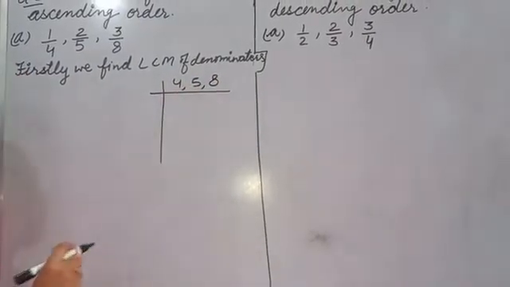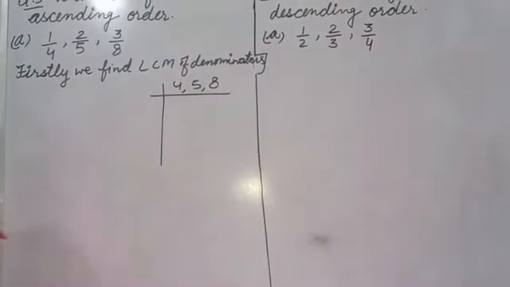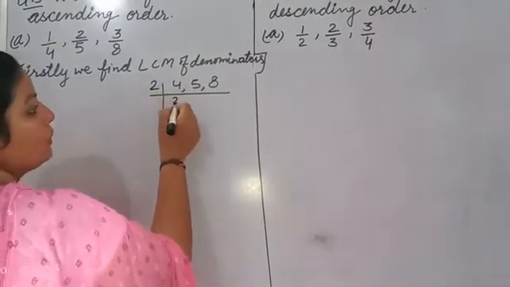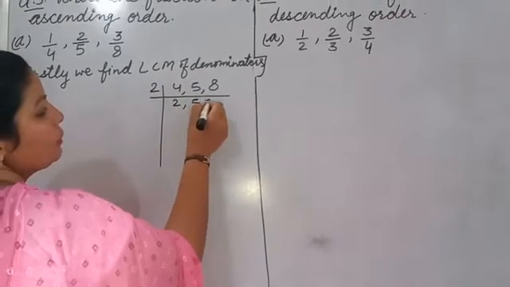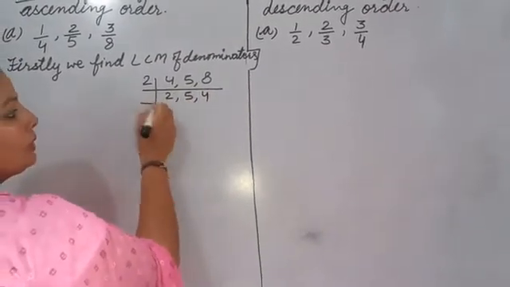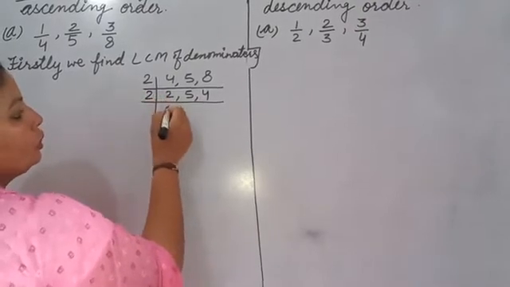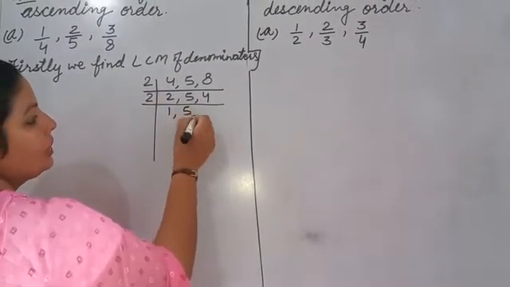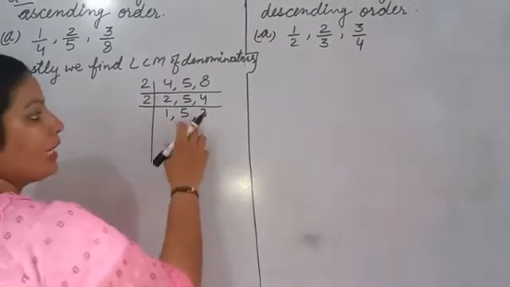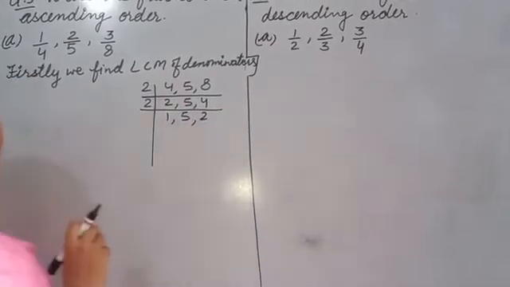As we can see that 4 and 8 will come in 2 table. So first of all we take here 2 as a divisor. 2 2s are 4, 5 as it is, 2 4s are 8. Again 2 and 4 both come in 2 table. So again we divide by 2. 2 1s are 2, 5 as it is and 2 2s are 4. Now we can see 5 and 2 both are prime numbers.